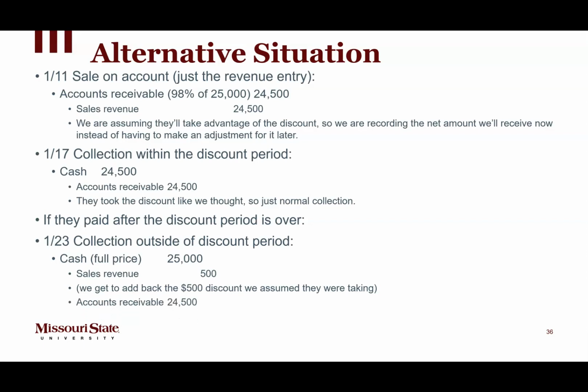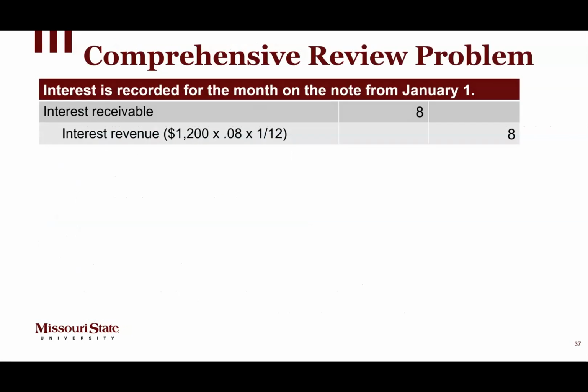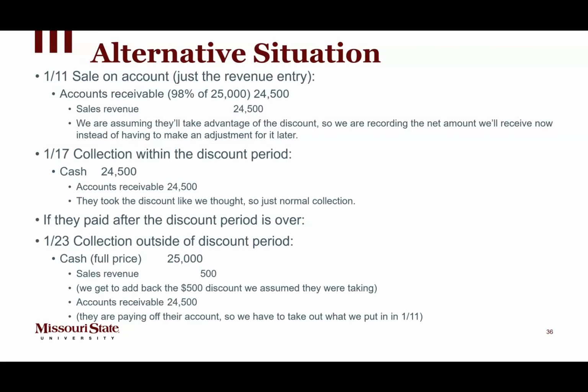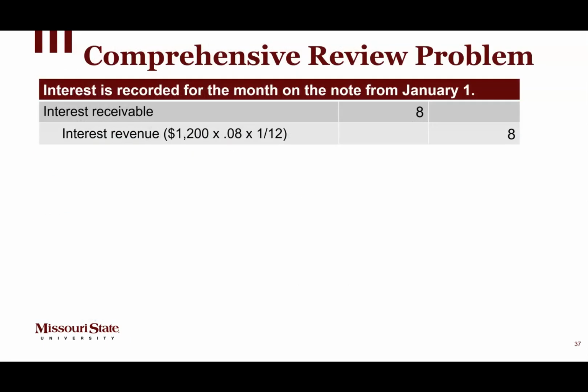And then we're going to credit AR for the $24,500 because that's what we debited their account in the AR subledger for. Okay, they're paying off their account, so we have to take out what they put in, right? Does that make sense? And see our debits match our credits, right? Okay. This is why we typically do the gross method in this class. It's just much easier. Okay.